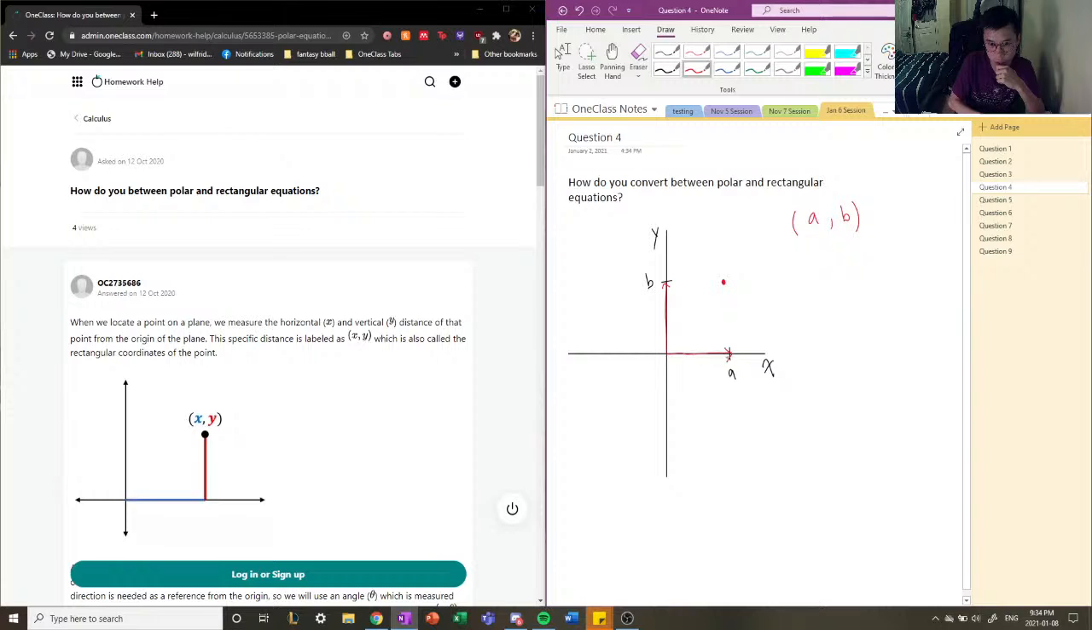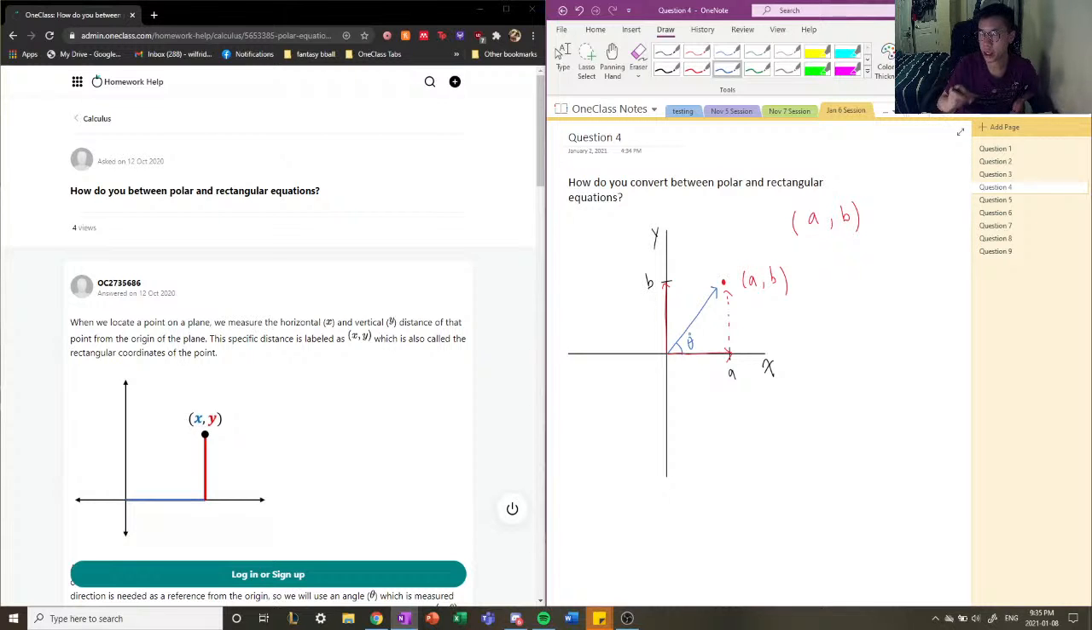So if we were to have a point like this, and we were to move it up B units up, this is what we call point AB. These are what we call rectangular coordinates, or Cartesian points. There's another way we can describe point A and B, and that is by using the distance of the point to the origin itself, and also the angle that it makes with the x-axis, this distance. So that's the two ways that we can describe this point on the Cartesian plane.